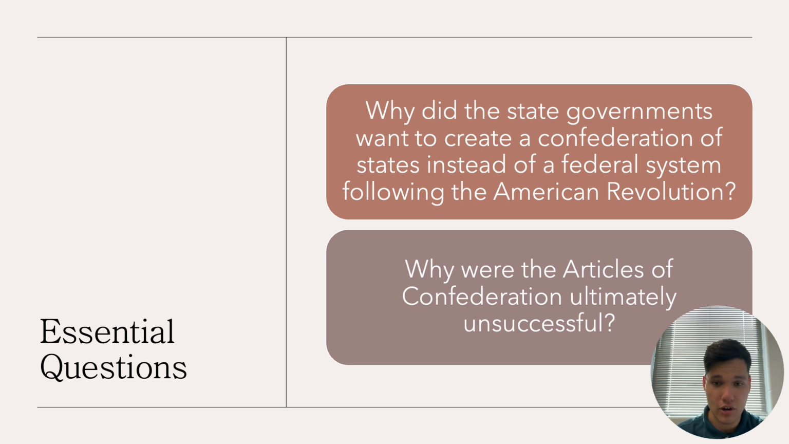So we always have essential questions in our guided notes. To guide our discussion today, let's consider the two essential questions on this PowerPoint. Why did the state governments want to create a confederation of the states rather than a federal system following the American Revolution? And why were the Articles of Confederation ultimately unsuccessful? Think about that as we go through today's lesson.